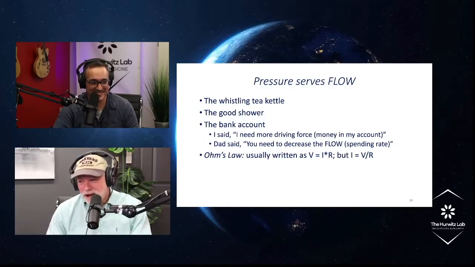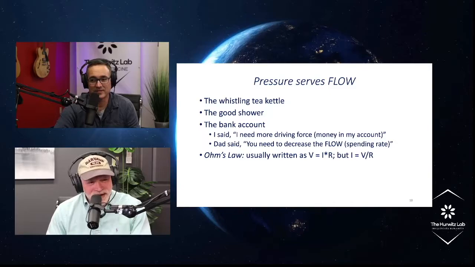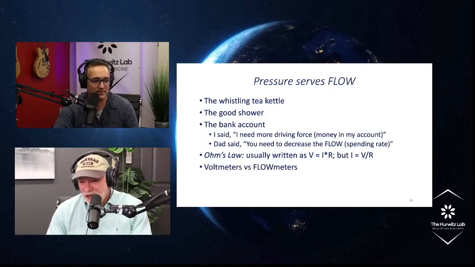And then there's Ohm's law, as we've talked about. It's usually written as V equals IR. But really, the equation flux-wise would be the voltage divided by the resistance, or the voltage times the conductance is equal to the current. Cool.